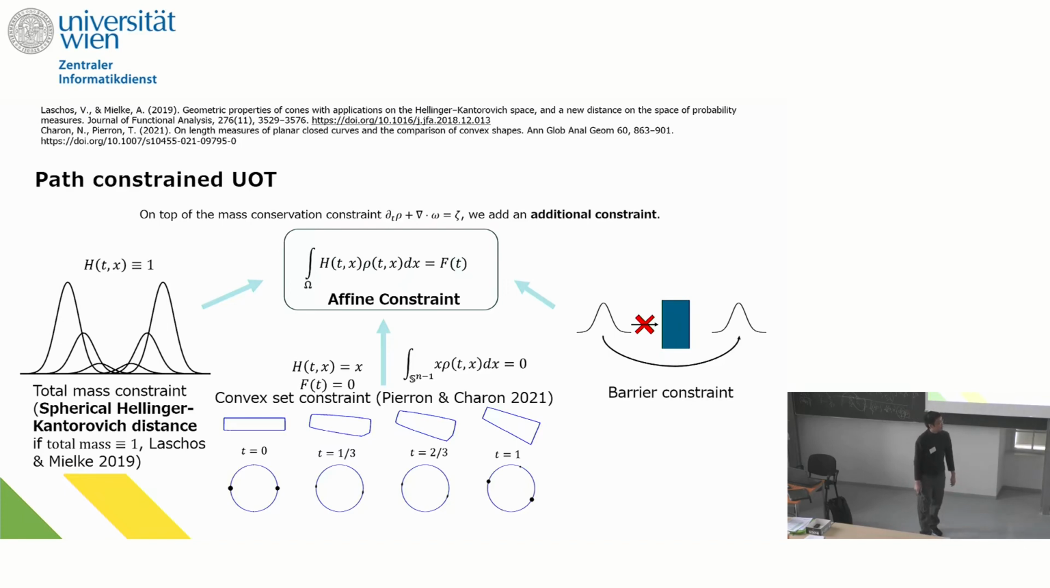And finally, for the barrier constraint, you can set H to be supported on the barrier and f_t to be 0. By doing this, if there is any mass on the barrier, then the left-hand side becomes non-zero, whereas the right-hand side becomes 0. So it will disallow mass on the barrier, assuming that H is positive on the barrier. Okay, so those are what we'll consider.